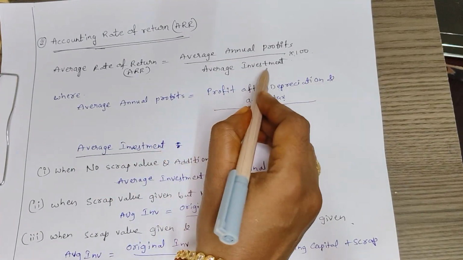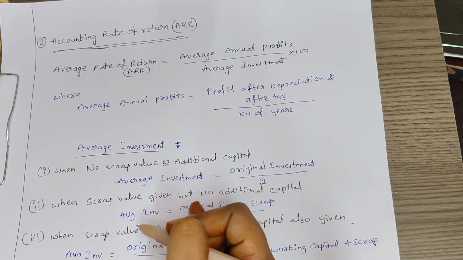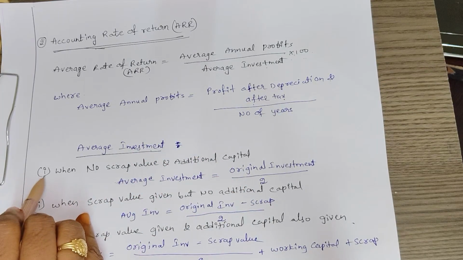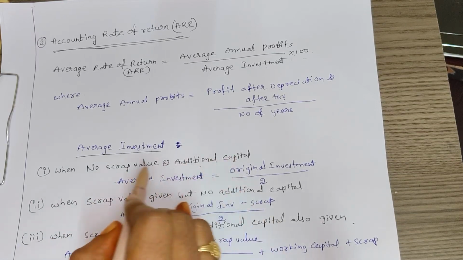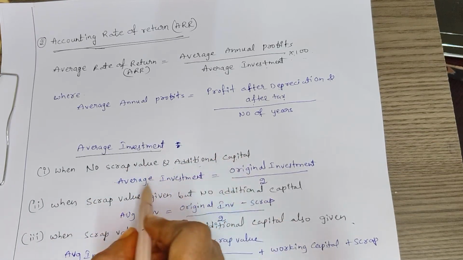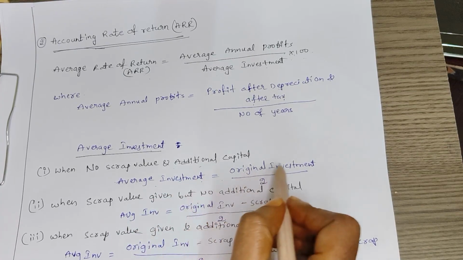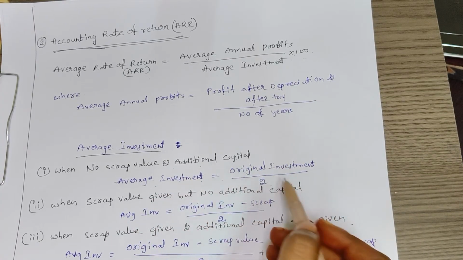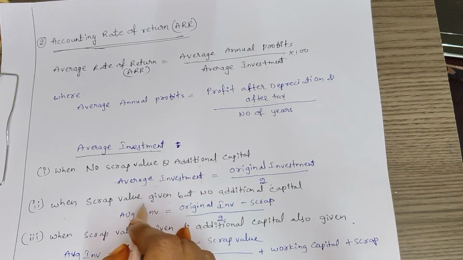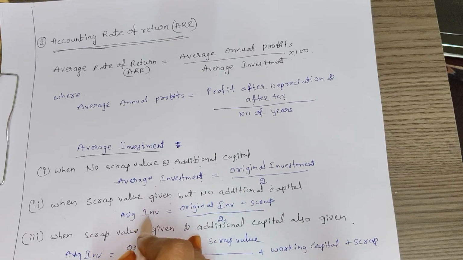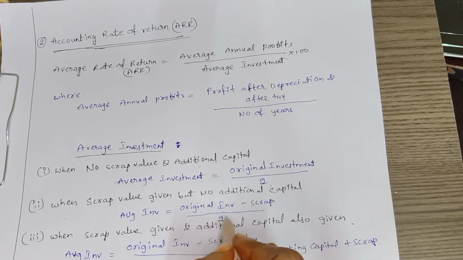Then average investment. Here average investment is calculated on the basis of given details. First point, when there is no scrap value and no additional capital in our question, we will apply this formula: average investment is equal to original investment divided by 2. When scrap value is given but no additional capital, then we will apply this formula for the average investment: original investment minus scrap value, divided by 2.